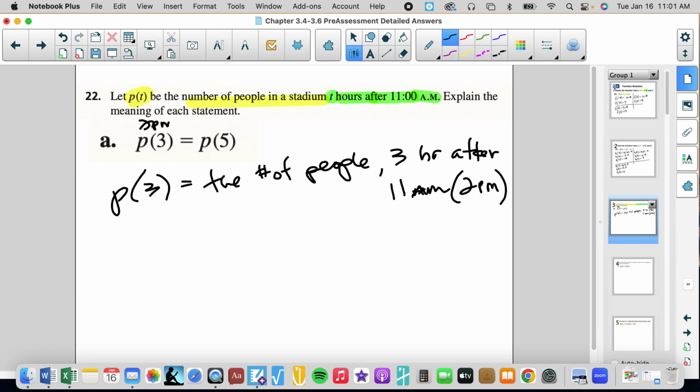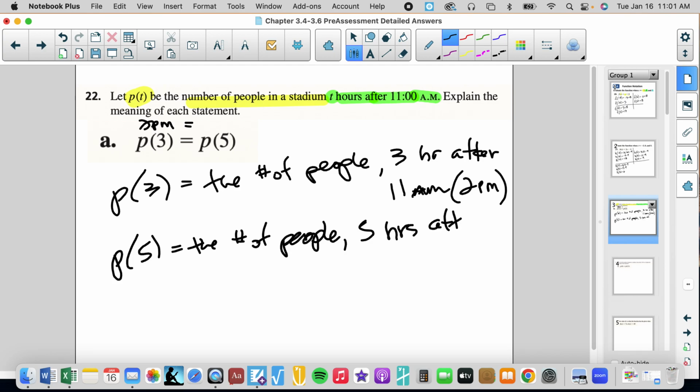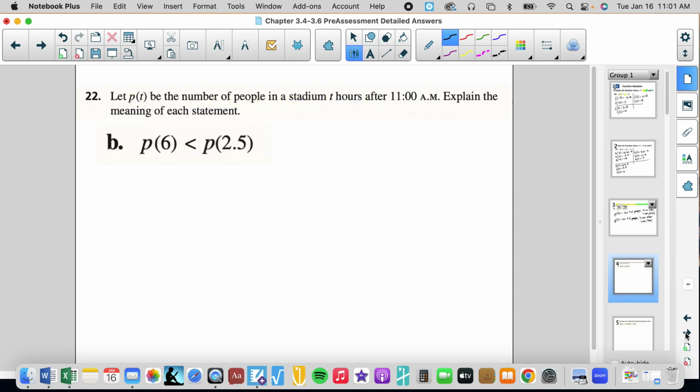The number of people at 2 p.m. is the same as P of 5, which equals the number of people 5 hours after 11 a.m., also known as 4 p.m. So the number of people at 2 p.m. is going to be the same as the number of people in the stadium at 4 p.m. That's what that statement means.